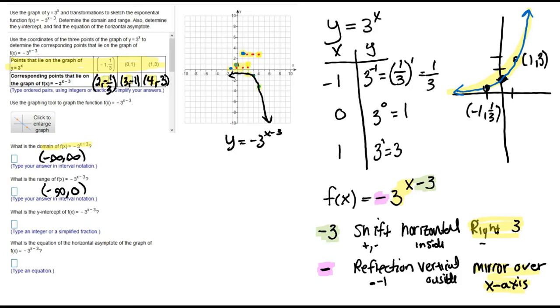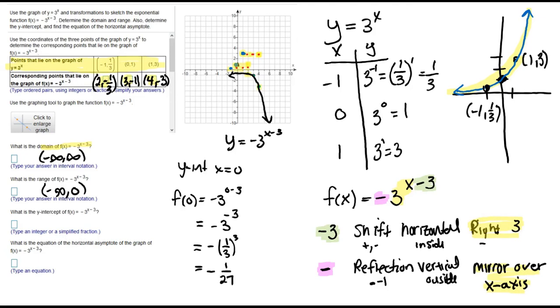What is the y-intercept? Okay, so to find a y-intercept, we let x equals 0, so f of 0 is -3 to the 0 minus 3. That's -3 to the -3rd, -1/3 to the 3rd. The negative in the exponent changes it to the reciprocal of the base, and that 1/3 to the 3rd is 1/27th. So we have -1/27th as our y-intercept.